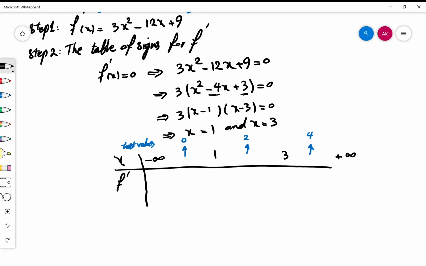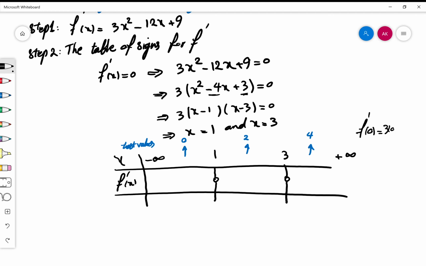Then f prime of x, we know that f prime at 1 is 0. That's what we found before. And at 3 is 0. Plug in 0 at f prime. F prime at 0 is going to be 3 times 0 squared minus 12 times 0 plus 9. This is a 9, it's a positive number. So this whole interval is going to be positive.